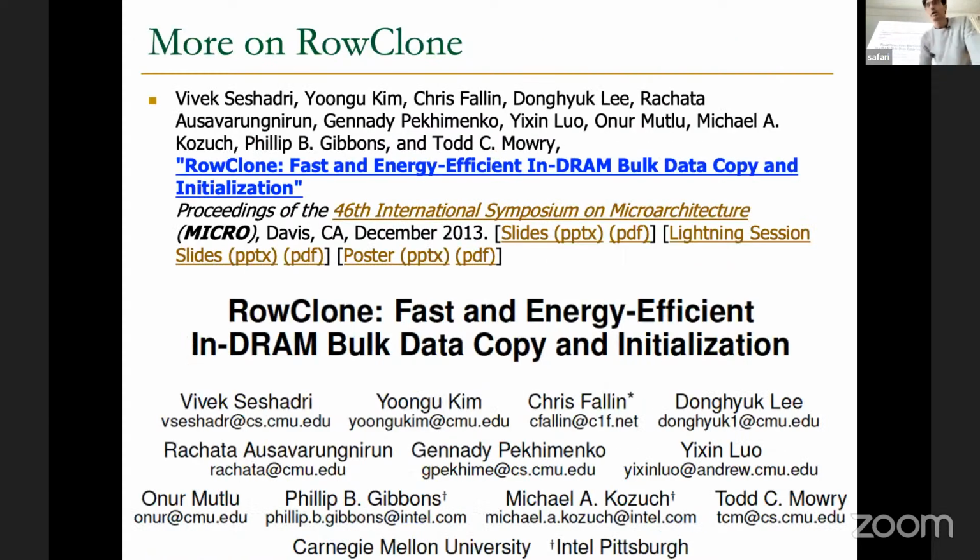This is the RowClone paper. This was presented in MICRO 2013 as an efficient, fast and energy efficient way of performing bulk data copy and initialization. Of course, we can also do initialization, either all zeros or all ones, or maybe a pattern of zeros and ones, as long as the source row is fixed rows of either zeros or ones or any other pattern.